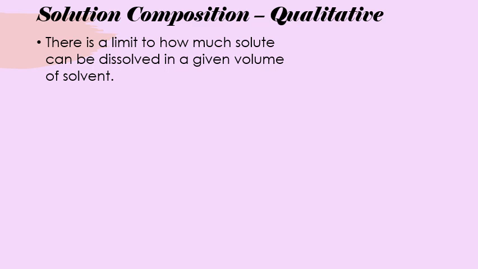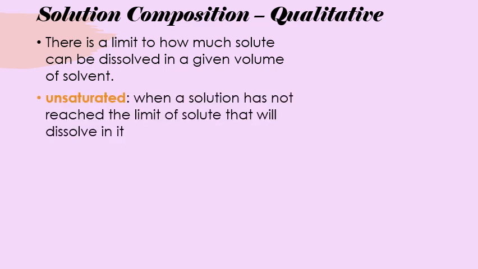There is a limit to how much stuff can be dissolved in a given amount of solvent. And so we can talk about a solution relative to this limit point. And here's some of the vocab we can use. We can say a solution is unsaturated. It's unsaturated when it has not yet reached that maximum amount of solute that it can dissolve. If you have an unsaturated solution and you add more solute to it, it will still dissolve because it hasn't reached its maximum limit yet.